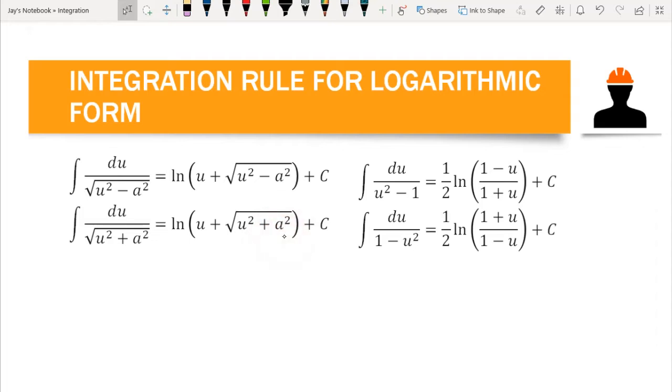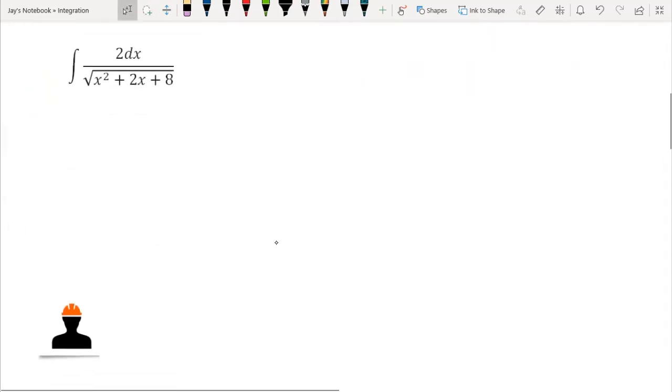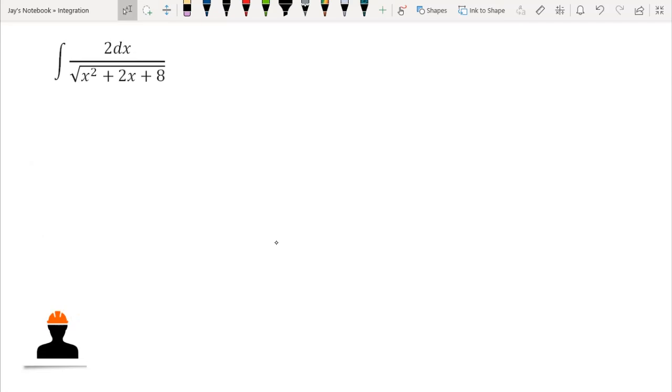So you have to remember that you can use either of these rules or the conventional way, which is trigonometric substitution. But in this video, we will try to solve problems using either this integration rule or the trigonometric substitution procedure. Now, I have here an example. We have the integration of 2 dx over square root of x squared plus 2x plus 8.